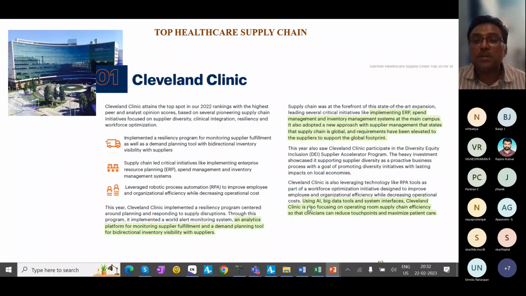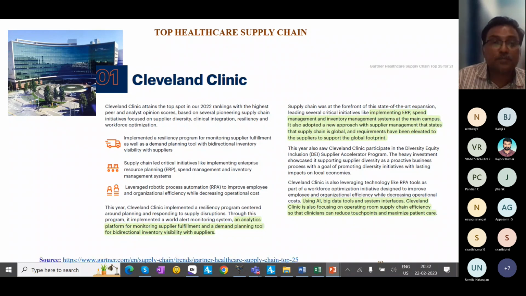If you see the patient centric supply chain, they use artificial intelligence and big data, right? What I have shown in the previous few slides, to improve the operating room supply chain efficiency and to reduce the cost of improving service level, right?